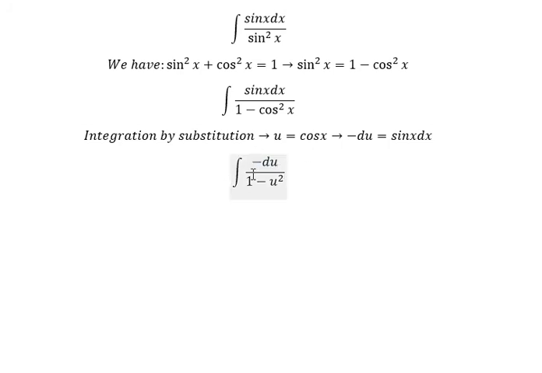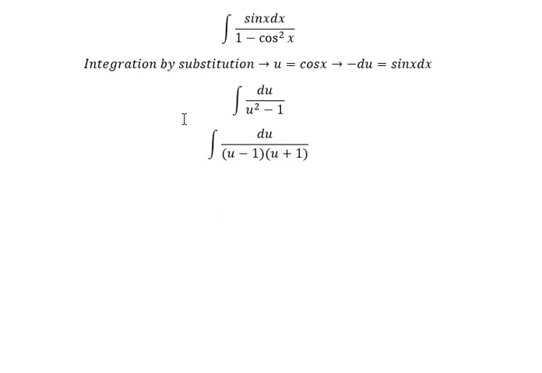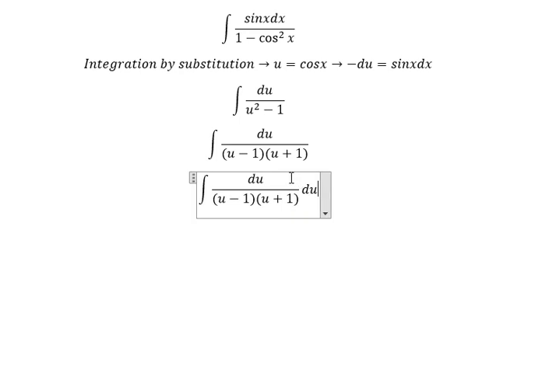Because we have a negative here and we have 1 minus u square, we put the negative on the denominator, then we change to u square minus 1. Next, u square minus 1 becomes u minus 1 multiplied by u plus 1. Next, we put u plus 1 minus u minus 1.